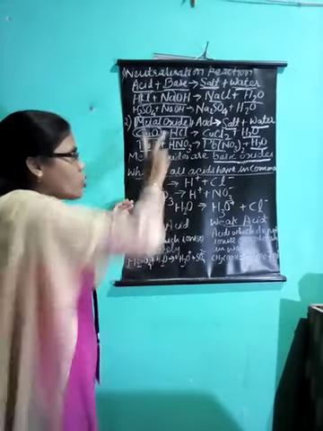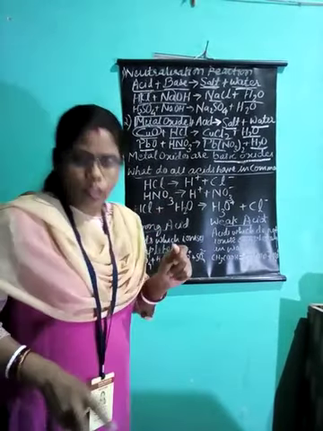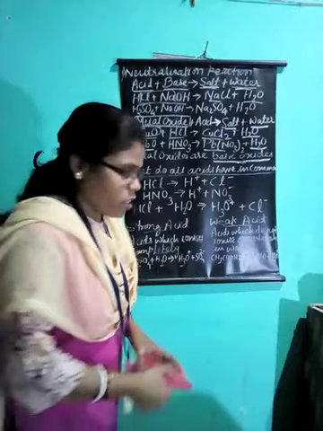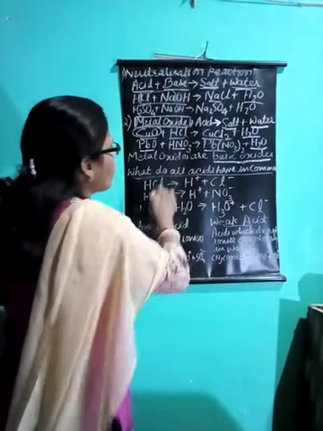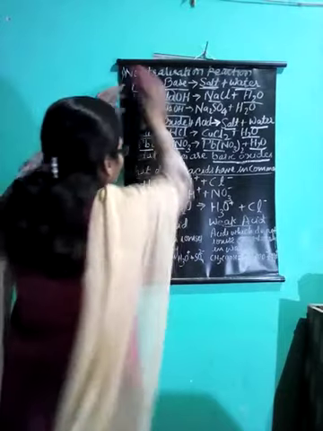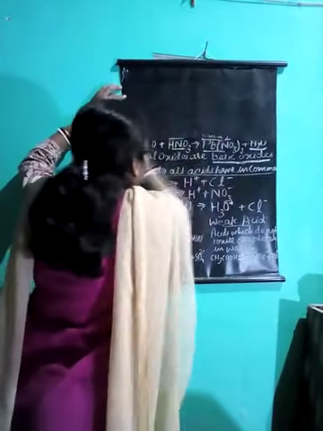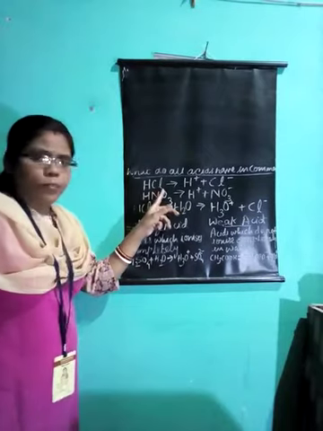Now these two other reactions. So total 5 reactions are the chemical properties of acids. Now next, what do you see? What do all acids have in common? We'll see this. Acid, HCl.